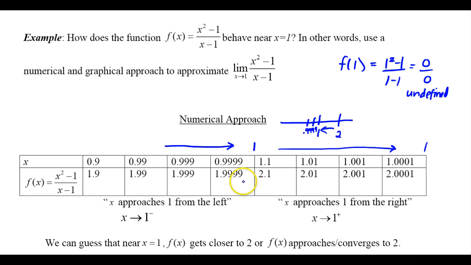So since I got closer and closer to the same y value, 1.99 is pretty close to 2, 2.01 is pretty close to 2, we can guess, because we're only doing a numerical chart, that near x equals 1, the function gets close to 2, or f of x approaches or converges to 2. So now we've analyzed this function near 1 with the numerical approach. So let's take a look at a graphical approach.